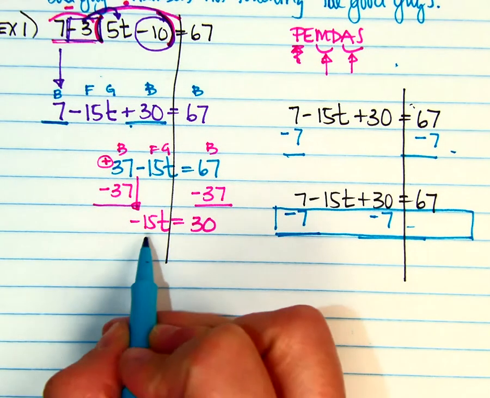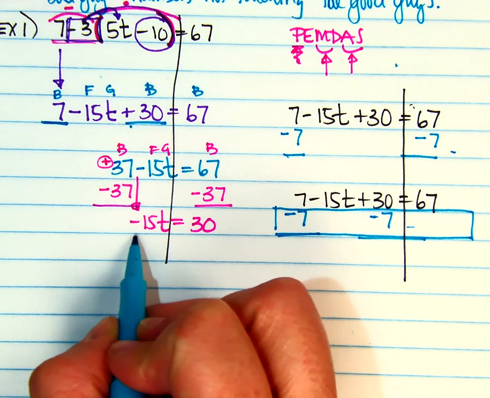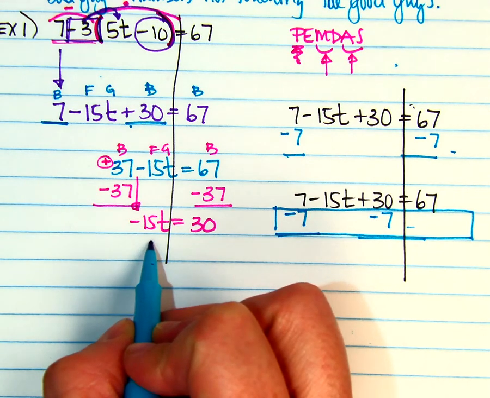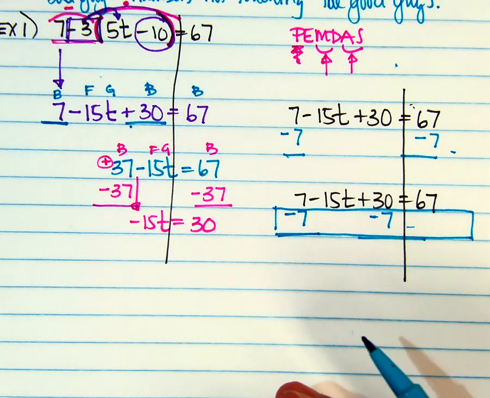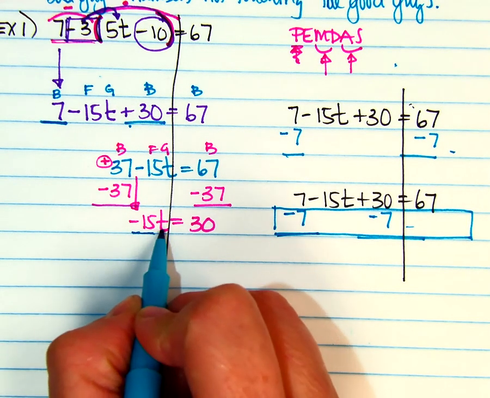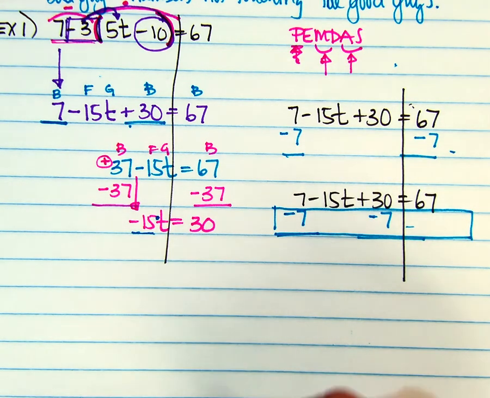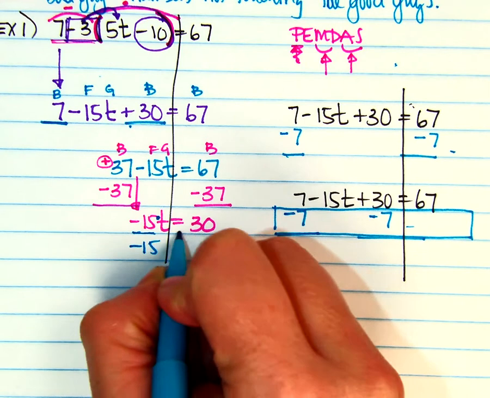And now I have to ask myself, how do I get rid of this negative 15? Another common error is people will want to add 15. This is all about the inverse operation. So you need to ask yourself, what is this negative 15 doing to the t, or doing to the good guy? Well, there's no sign there, so it's multiplying. So the inverse of that is dividing.